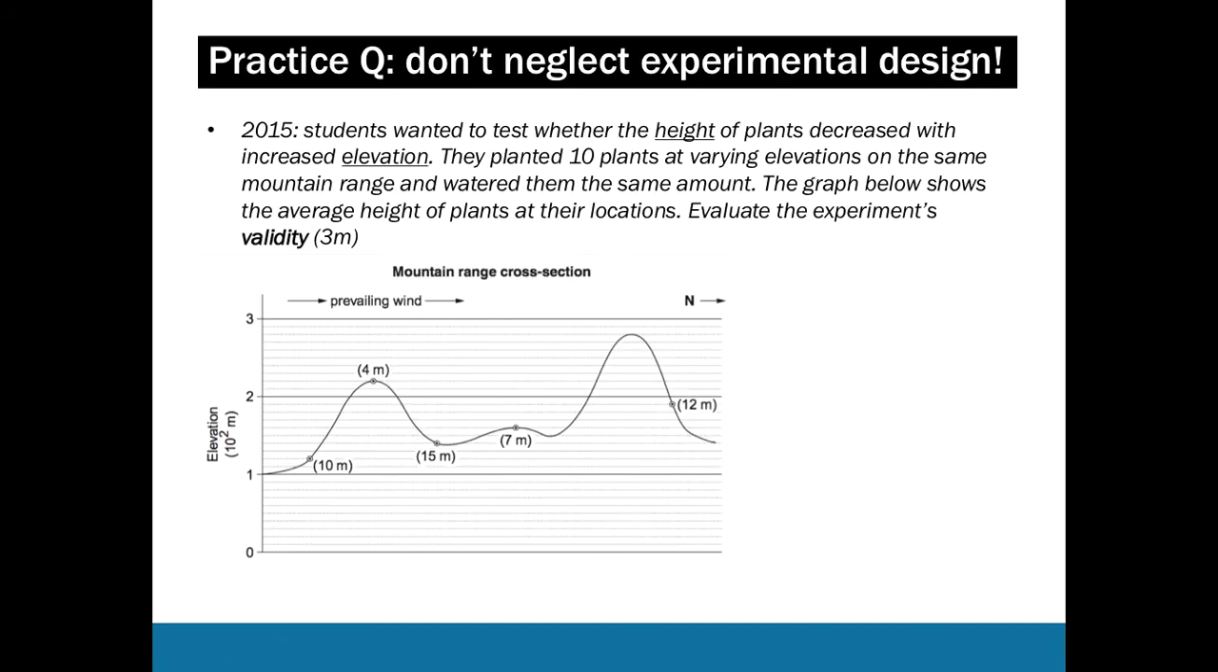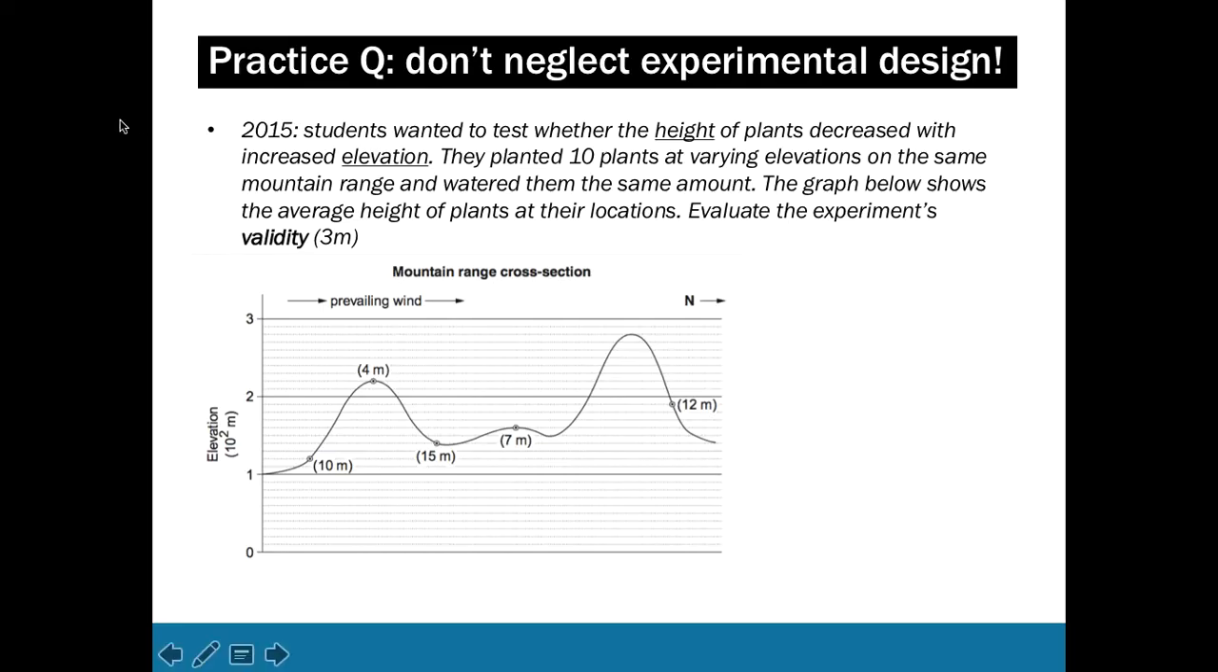So let's check our understanding of experimental design and all the variables. So let's read this one from 2015. It's a 3-mark question. Students wanted to test whether the height of plants decreased with increased elevation. They planted 10 plants at varying elevations at the same mountain range and watered them the same amount. The graph below shows the average height of plants at their locations.